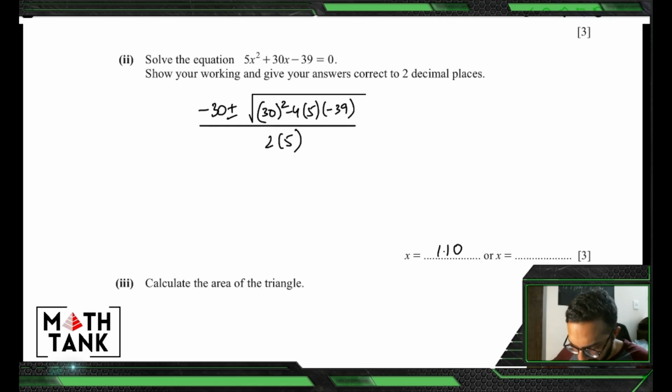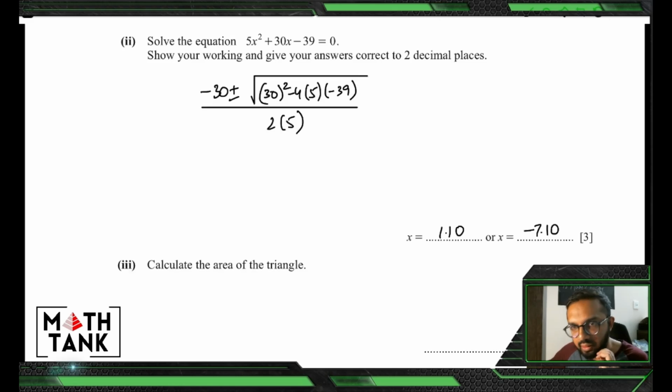Let me check if those are the correct answers. Yep, that is the correct answer. Okay, then it says calculate the area of the triangle. So the area of the triangle is basically half into base into height.